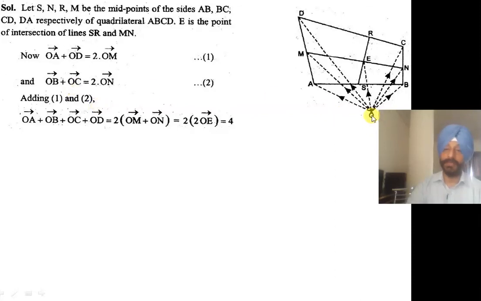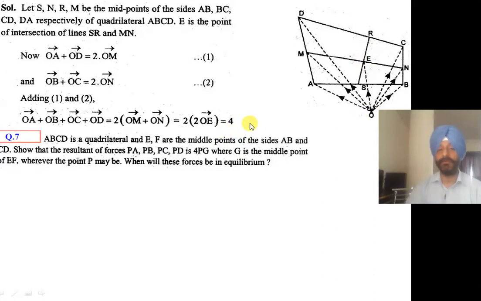Now OA plus OD is equal to 2OM. Again the same result we use. Since M is the midpoint of AD, OA plus OD is equal to 2OM. OB plus OC is equal to 2ON. Adding these two, OA plus OB plus OC plus OD is equal to 2 common (OM plus ON). OM plus ON is equal to twice OE. So this is 4 times OE.